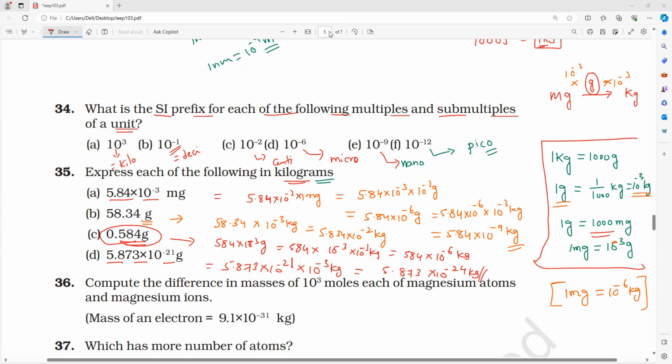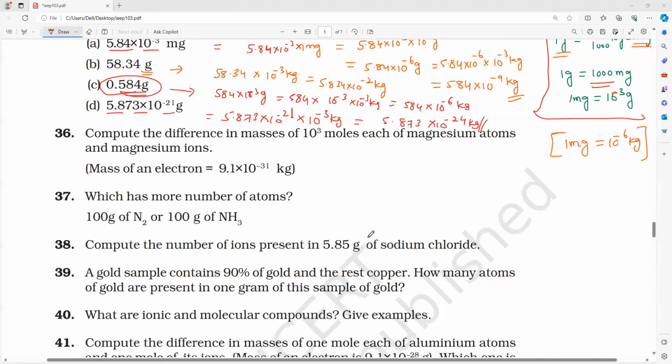Next question. Compute the difference in masses of 10 power 3 moles of each of the magnesium atoms and magnesium ions. We all know that the mass of an electron is negligible. So ion or atom, do both have the same mass or different mass? Same mass.